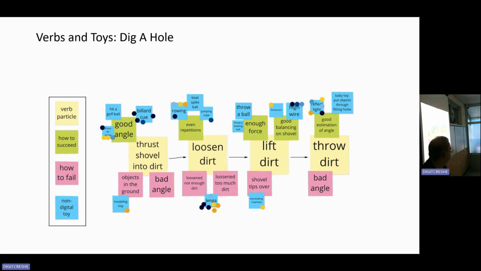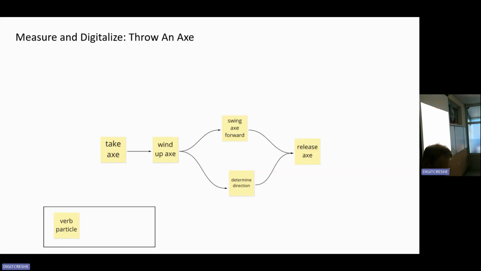Yeah, and then I made the students vote. And what they really liked was the Jenga tower, because they put so many dots on it. And they really liked the billiard cue and the high wire and the reflecting light to estimate the angle. So this is one variation. We made another variation, throw an axe.